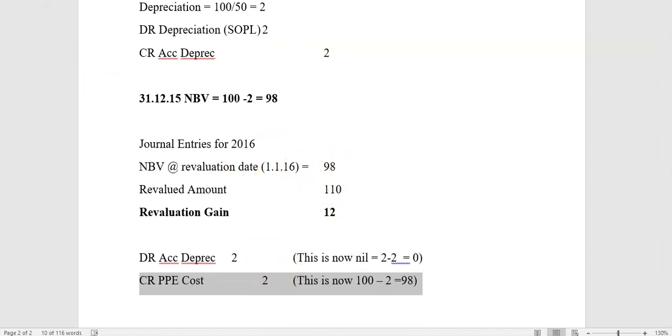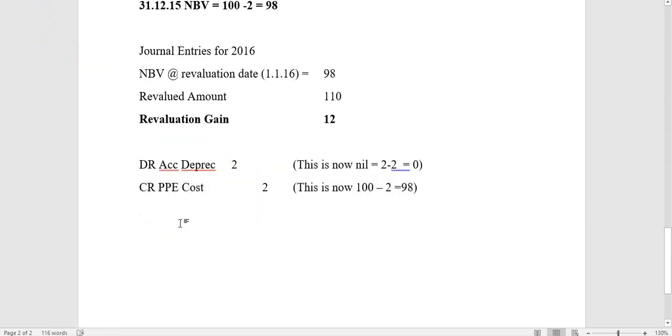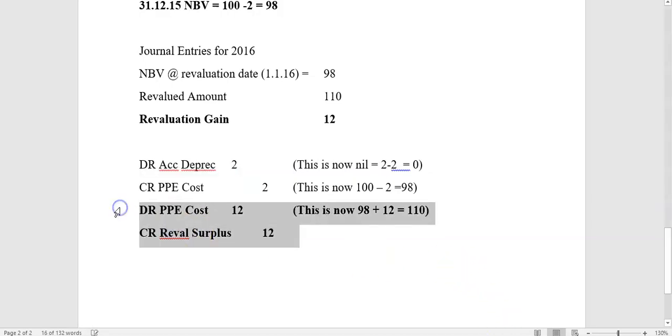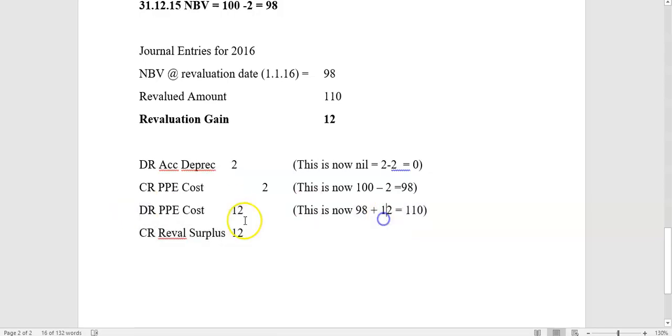The second step you always have in a revaluation is you recognize the gain or loss. So in our case, you're going to debit PP cost 12. So this is now 98 plus 12, 110. And credit revaluation surplus, which goes through your OCI. And that is now 12 because it's the only one in it. So you'll see what we do is when the revaluation is complete, you always want the cost account to be the revalued amount. Our cost account now is 110. That's where we want it to be. We want it to be the revalued amount.